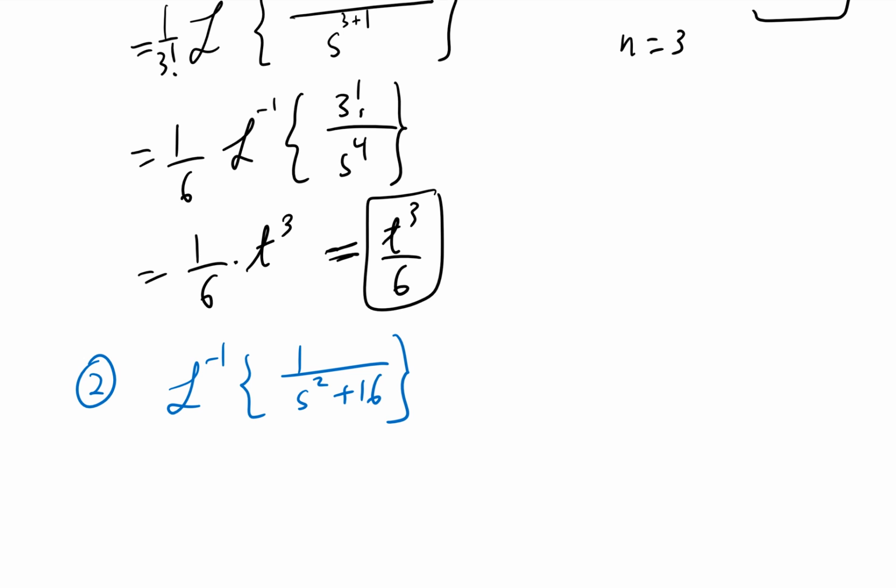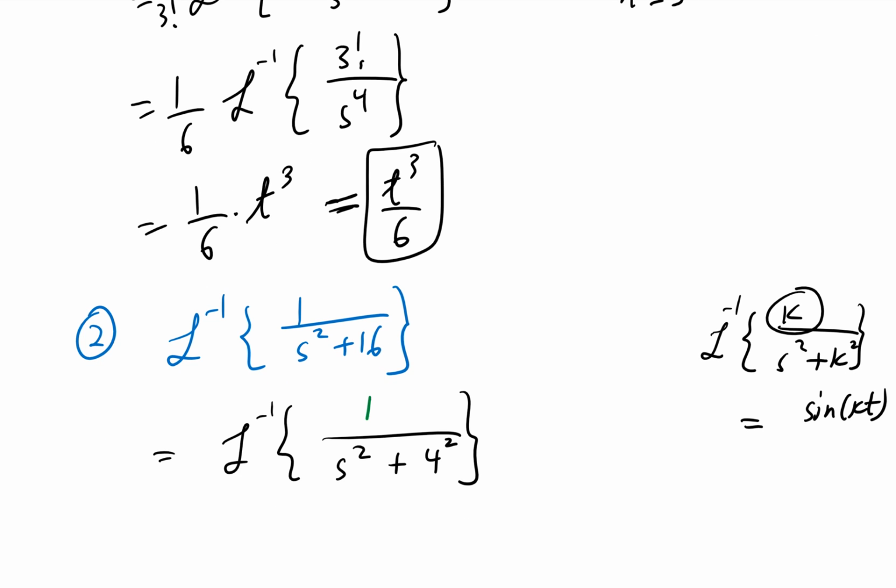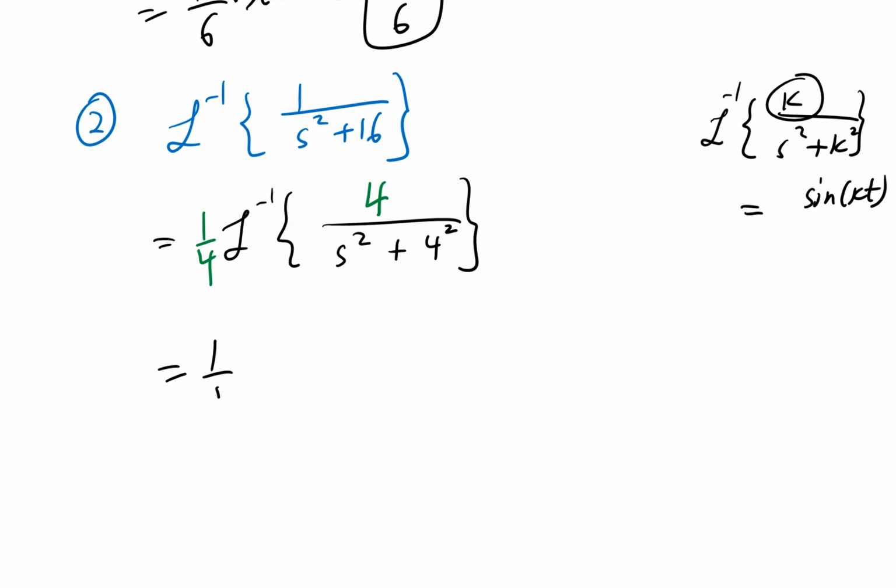So what we're going to do is rewrite this as s squared plus 4 squared. So in the one that doesn't have that, it says that the Laplace of k over s squared plus k squared is equal to sine kt. So I see k is 4, so I have to have 4 on the top. So I'm going to put a 4 here and its reciprocal outside to make it match the one on the right side. So 1/4. Now that says it should be sine kt, and k is 4. So that's what we get.